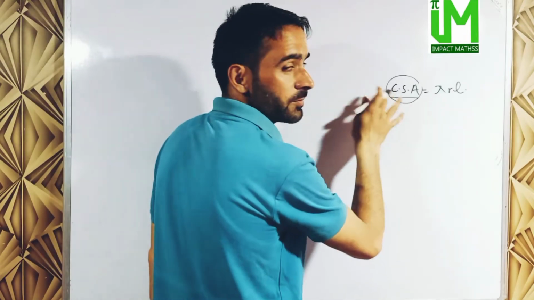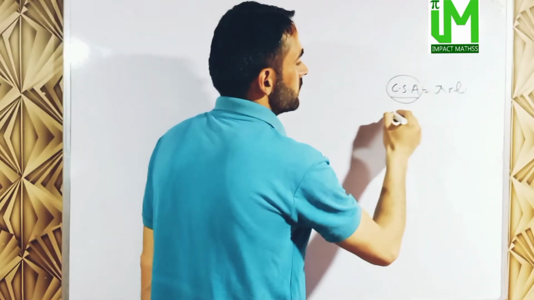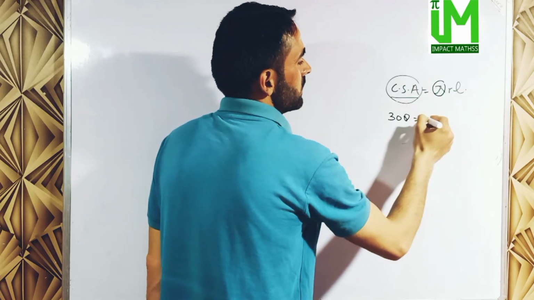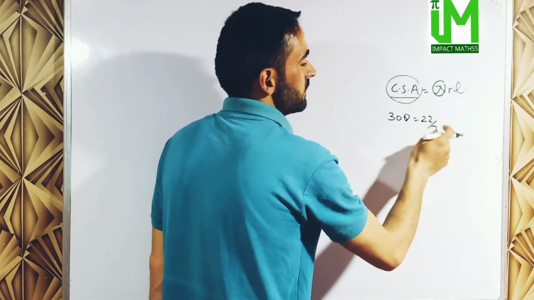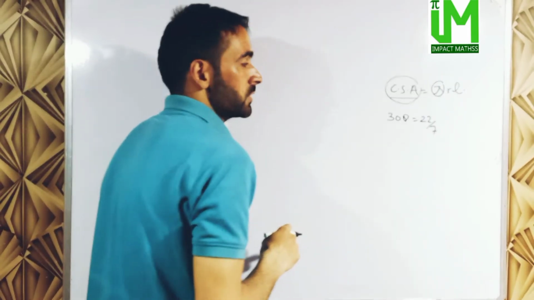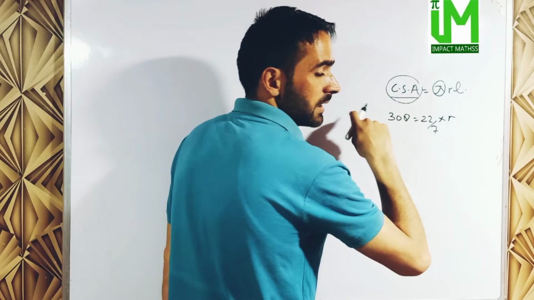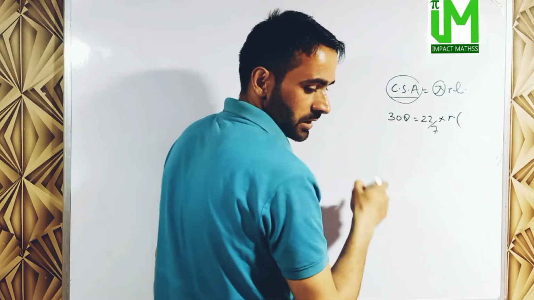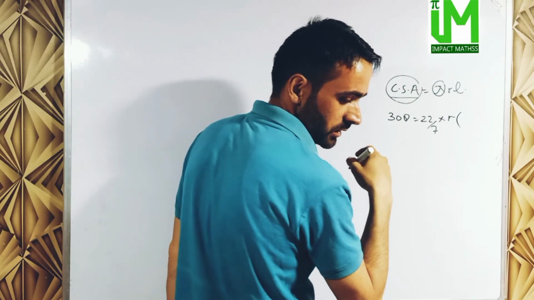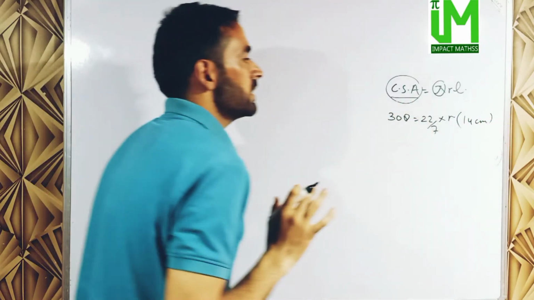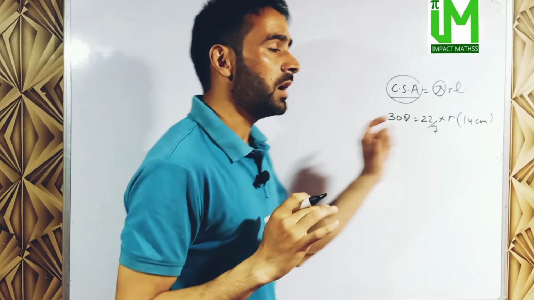The curved surface area value is given, and that is given to be 308. The value of pi is fixed, given to be 22/7. In fact, we have to approximate pi with 22/7. The value of r we have to find. The value of l is given, the slant height, that is given to be 14 centimeter. We have to solve this equation to find the value of r.